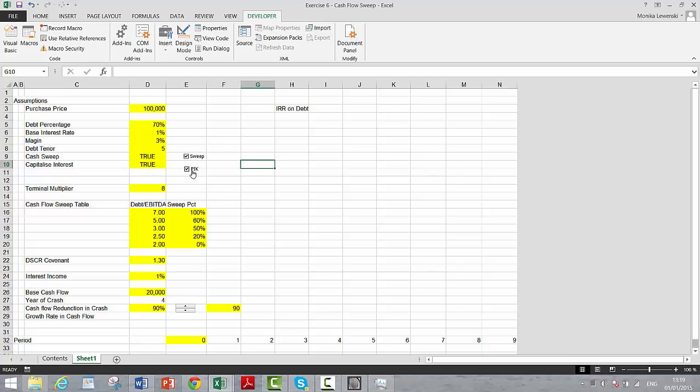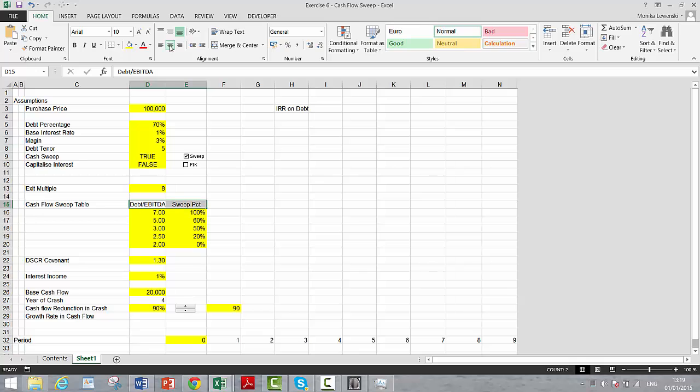And we can put payment in kind or not. And then the terminal multiplier. This is the exit multiple here, and then we have some levels. This is a little bit different because we have some levels of debt to EBITDA, and then given those levels of debt to EBITDA, we have some cash sweep.